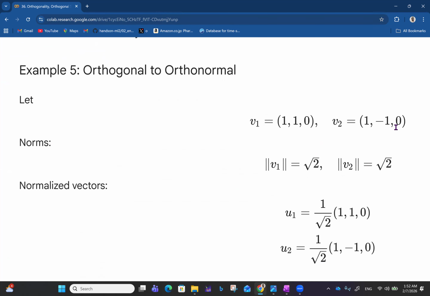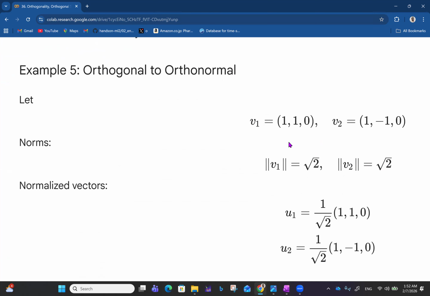First of all, these two vectors form an orthogonal set in the sense that 1 times 1 is 1, 1 times minus 1 is minus 1. So 1 minus 1 is 0, 0 times 0 is 0. So these two vectors are orthogonal, established. And the road to orthonormality begins with orthogonality, right? So once we have established that v1 and v2 form an orthogonal set, the next thing we want to do is to make them orthonormal.